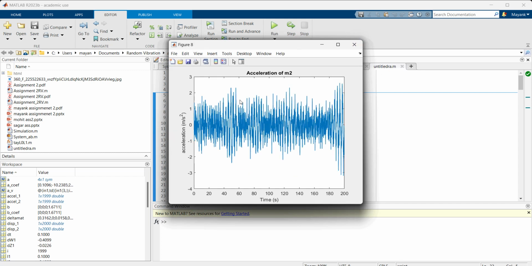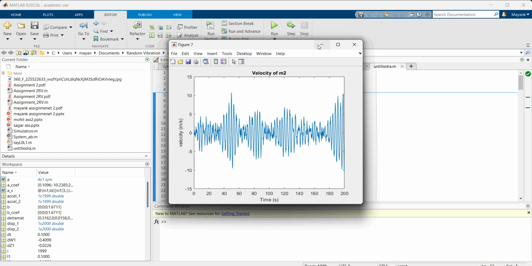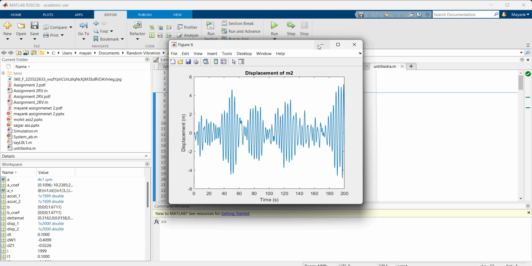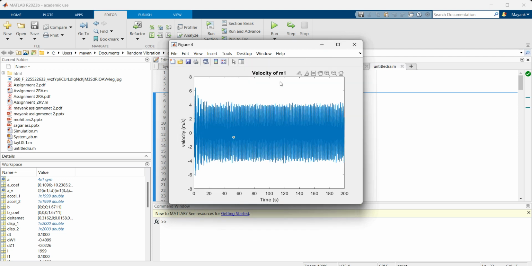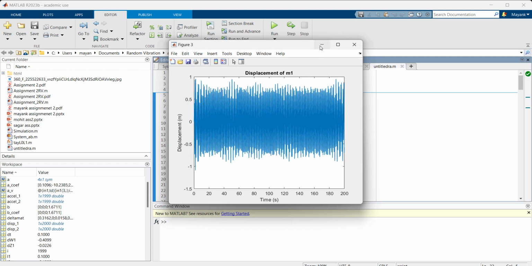Okay, this is the acceleration curve of mass m2. This is the velocity curve of mass m2. This is the displacement of m2. This is the acceleration of m1. We can see it is between these bands, and it's just oscillating like a free vibration, but it's not free vibration. Velocity of m1, and displacement of m1.